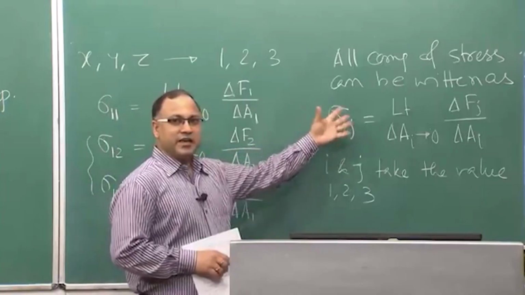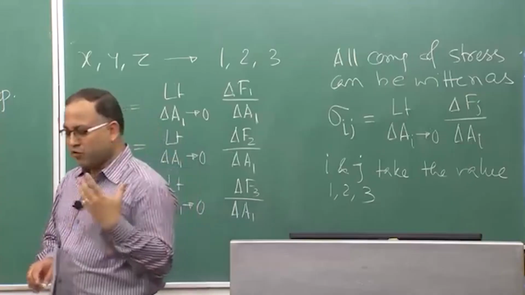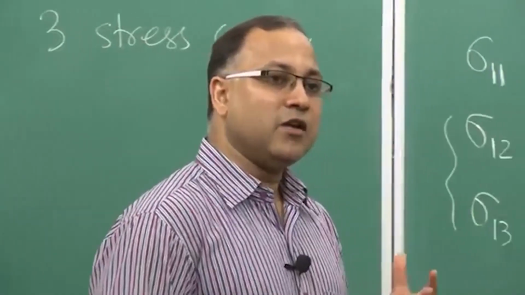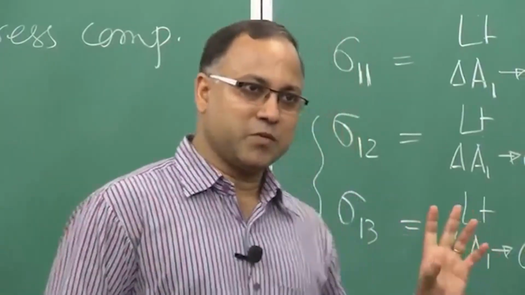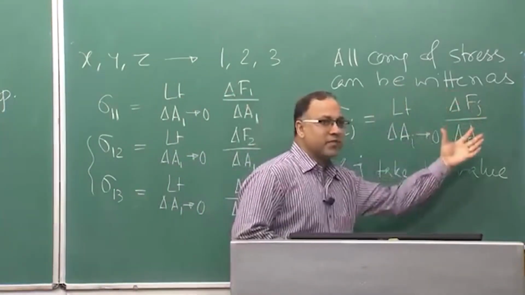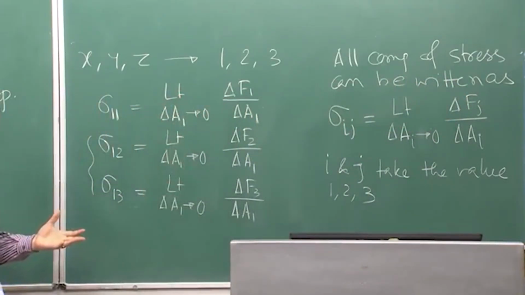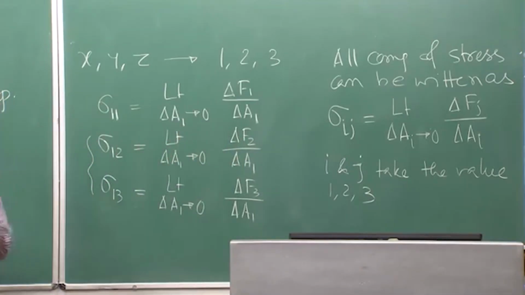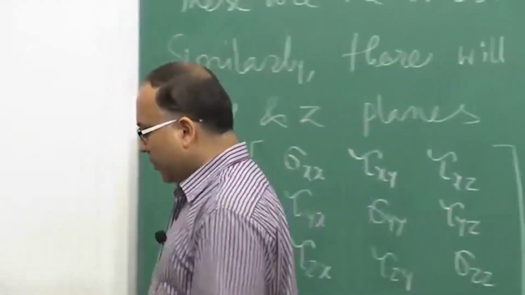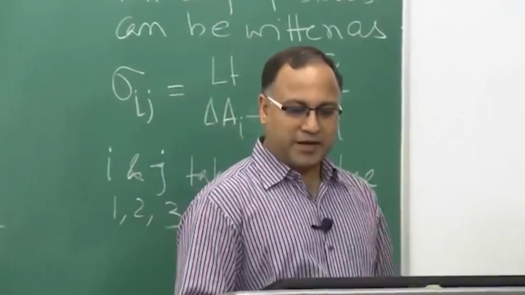So, sigma ij is your stress components. If i is equal to j, then that will give you the normal stress. If i is not equal to j, then that will give you the shear stress, as per our discussion. And the stress components sigma ij are given by this equation, which we have derived, where i and j take the values 1, 2, 3. Fine.